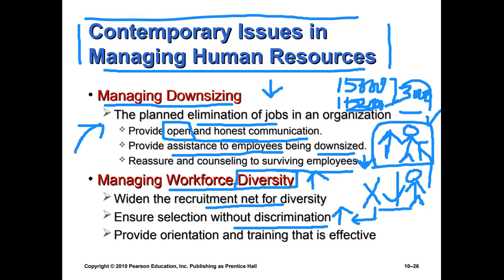So we have to avoid discrimination at work, and it is also a legal requirement. If some processes are found to be discriminating against employees, it can create a huge backlash on the company's overall performance. So HR should provide orientation and training.